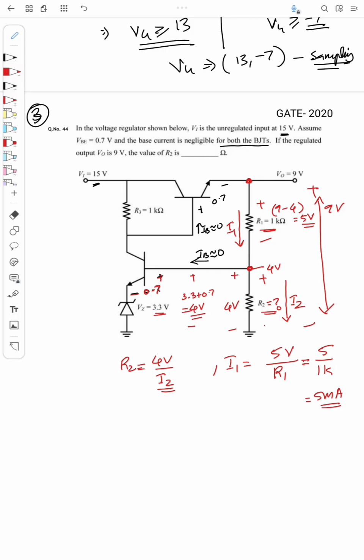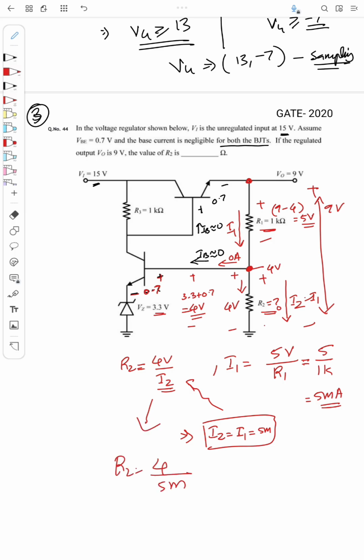Okay, and this current is coming from top to bottom till this point, and here the current is 0 ampere. So the entire I1 will flow like this. Which means I2 is equal to I1, right? I2 is equal to I1 because IB is 0. So I2 is the same as 5 milliamps. So I can substitute it here. R2 will be equal to 4 by I2, which is 5 milli.